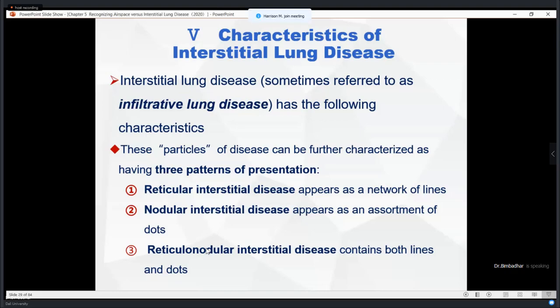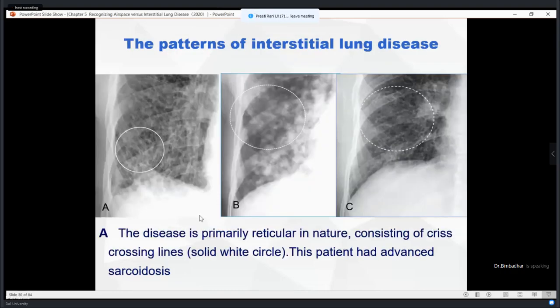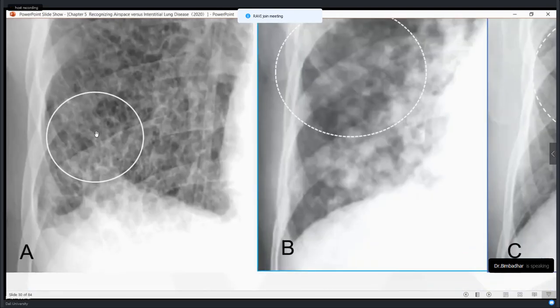Okay, let us look at the images so you can understand. Now look at image A. You see here, this is a pattern of lines and lines and lines. You cannot separate one line from the other line. You can see that they come as extensions. Such a pattern in A is called a reticular pattern.